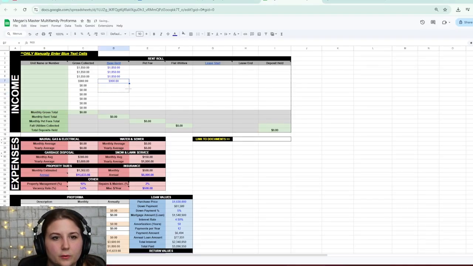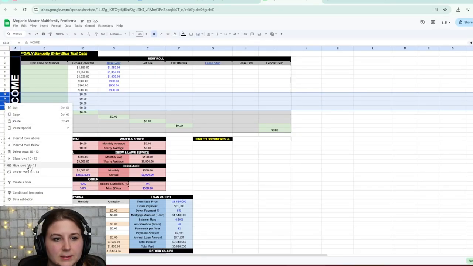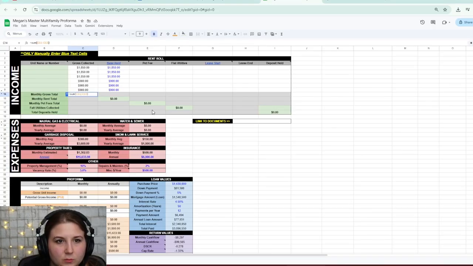Okay, we're going to do 900 times 3. So wait, we don't need these rows. Hide those so it looks nice and tidy. Okay, so we have our income there. Why isn't this working? I'm playing with my sheet too much. C4.